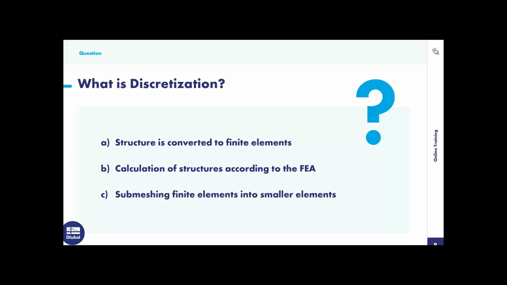Okay, awesome. So it looks like mostly everyone said A, a couple C's, a couple B's, but the correct answer is A. So what is discretization? The answer is a structure that is converted into finite elements, or that is the method of converting structures into finite elements. So that's good. Amy answered that, so good.